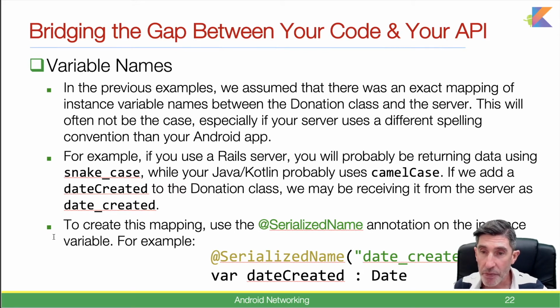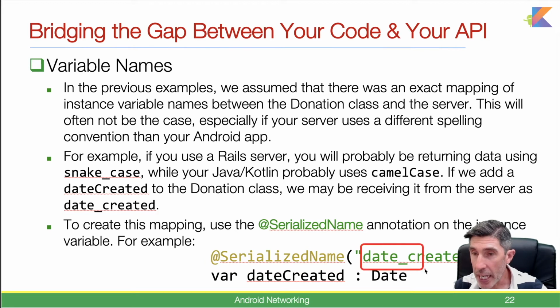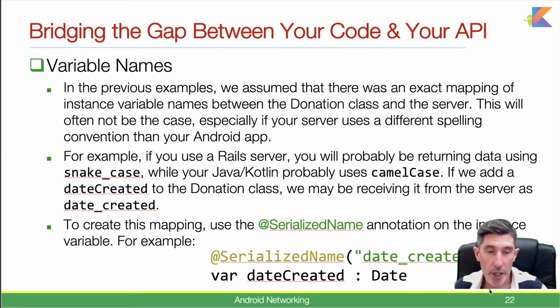To do that, you simply use your @SerializedName, right? So what we're saying here is up on the server, the field is called date_created, but inside our model, it's called dateCreated with the capital C there, of type Date. That's all you need to do inside your model on your client, essentially in your Android app.